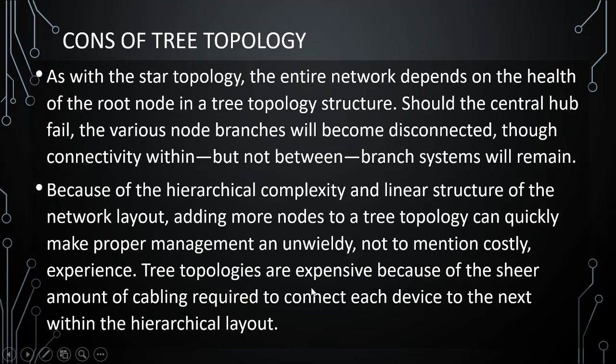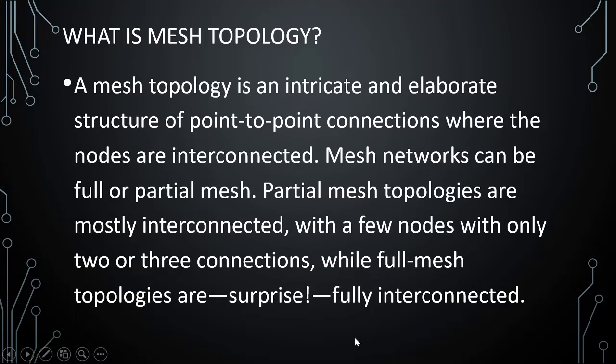So tree topologies are expensive because of the sheer amount of cabling required to connect each device to the next within the hierarchical layout. Then the last type, another type of network topology, is the mesh topology. So a mesh topology is an intricate and elaborate structure of point-to-point connections where the nodes are interconnected.